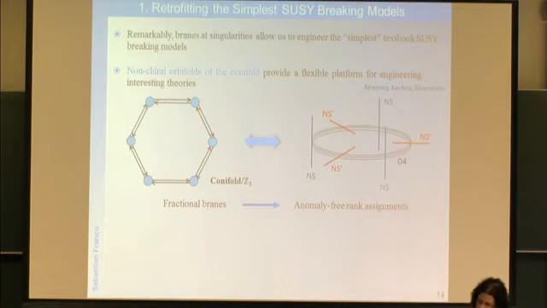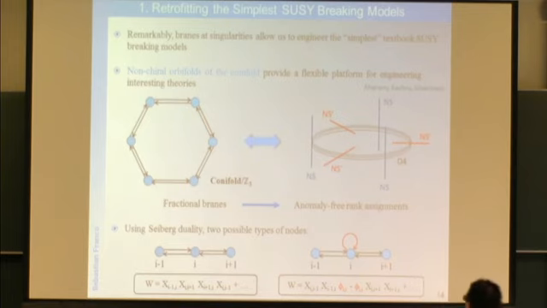And as Francisco said, fractional branes correspond to anomaly-free rank assignments of the gauge groups. Of course, tadpole cancellation is more constraining than just anomaly cancellation. It's slightly more subtle, but at least you have to pass this constraint.